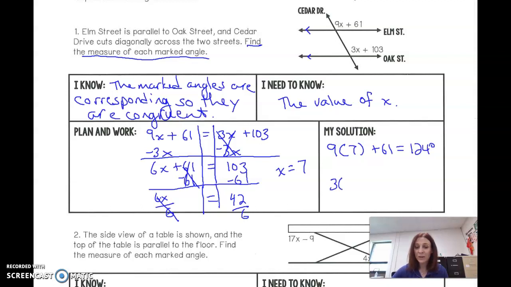My second angle is 3 times 7 plus... I'm sorry, not plus 61. That doesn't sound right. It's plus 103. Make sure you're copying it correctly.